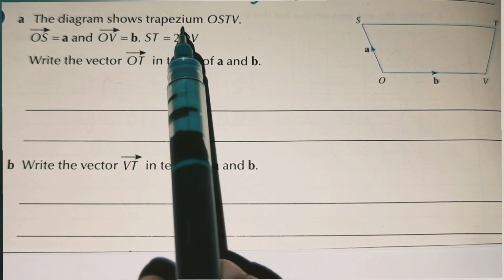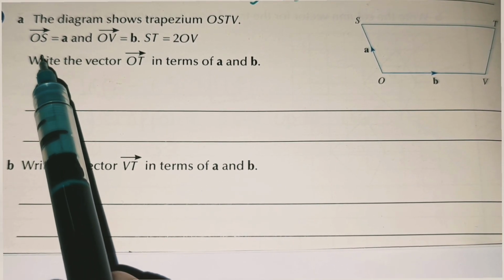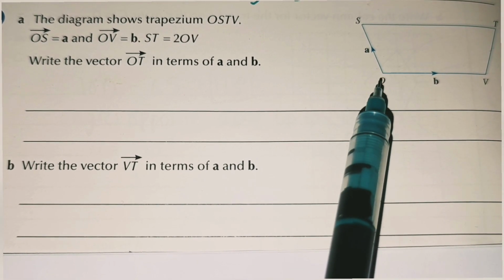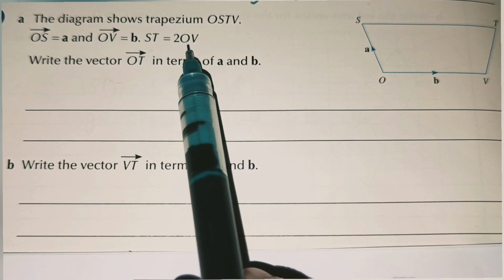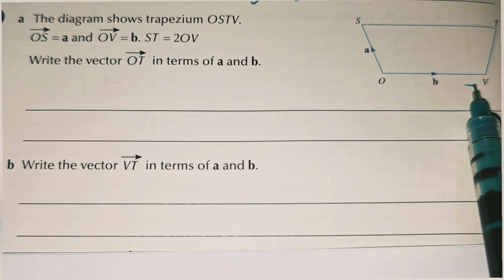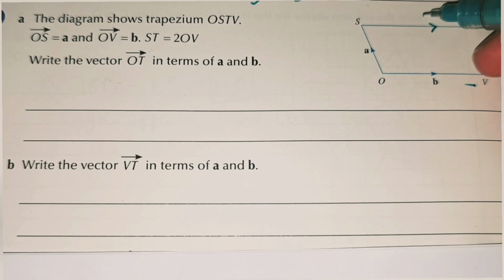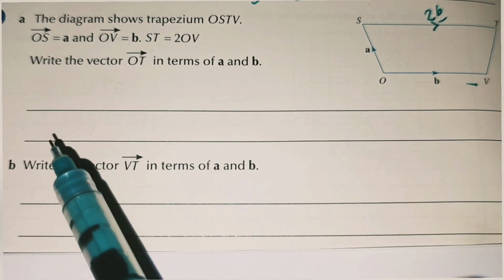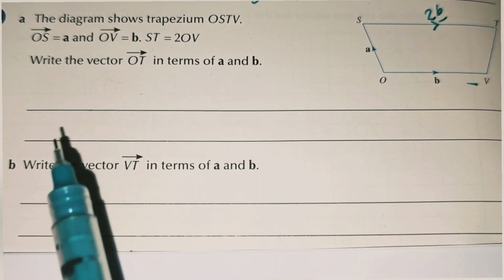The diagram shows a trapezium OSTV. OS is A, OV is B, and ST is 2OV. So this ST is 2 times this OV. So the vector would be 2B here, right? Write the vector OT in terms of A and B.